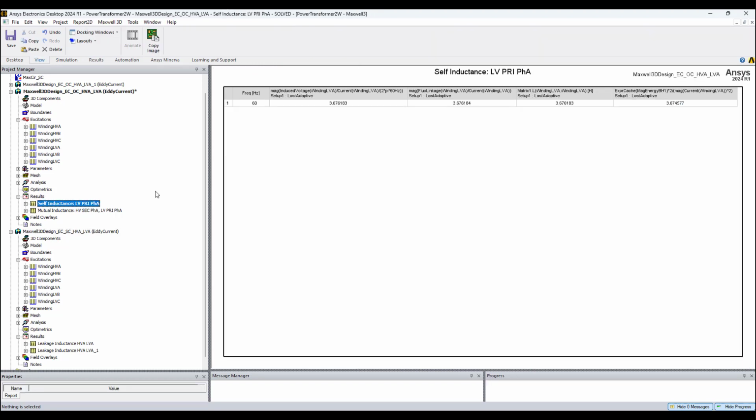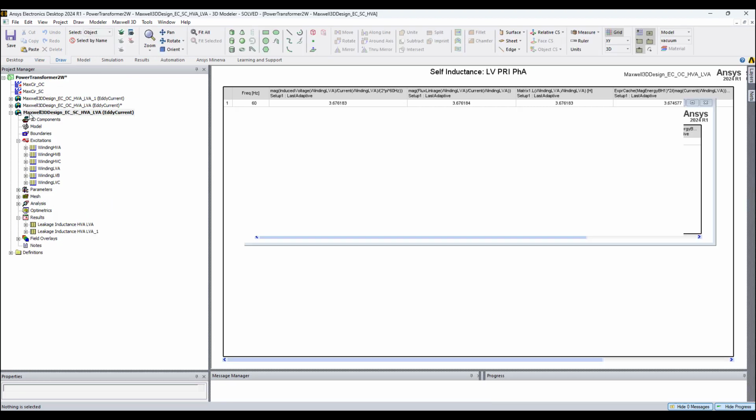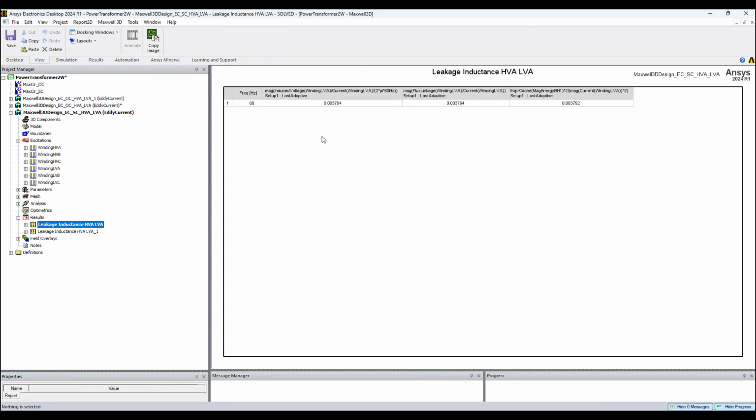Okay, so hold on one second. No, not this. I'm talking about this over here. Leakage inductance. Okay, so we use the induced voltage in the low voltage phase A winding divided by the current in the low voltage phase A winding divided by the operating frequency, angular frequency omega, is equal to, we see that the values are the same, is equal to the flux linkage of the low voltage phase A winding divided by the current in that same low voltage phase A winding, okay?